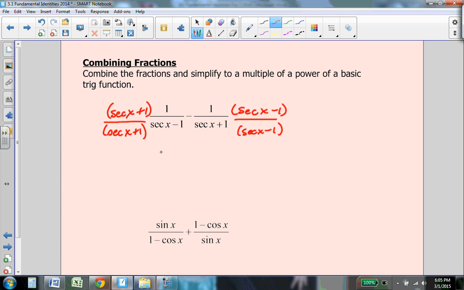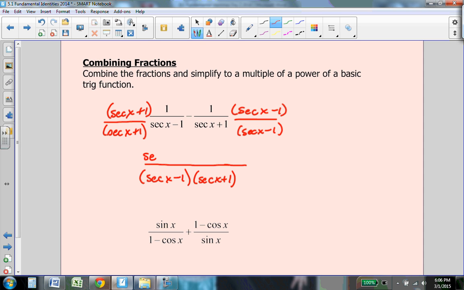Now we can figure out our denominator is the product of those two. So the secant of x minus 1 times the secant of x plus 1. Sometimes the productive thing to do is to multiply those out. Sometimes it's to leave it back. It remains to be seen which is best in this situation. So we'll just leave it like that for now.